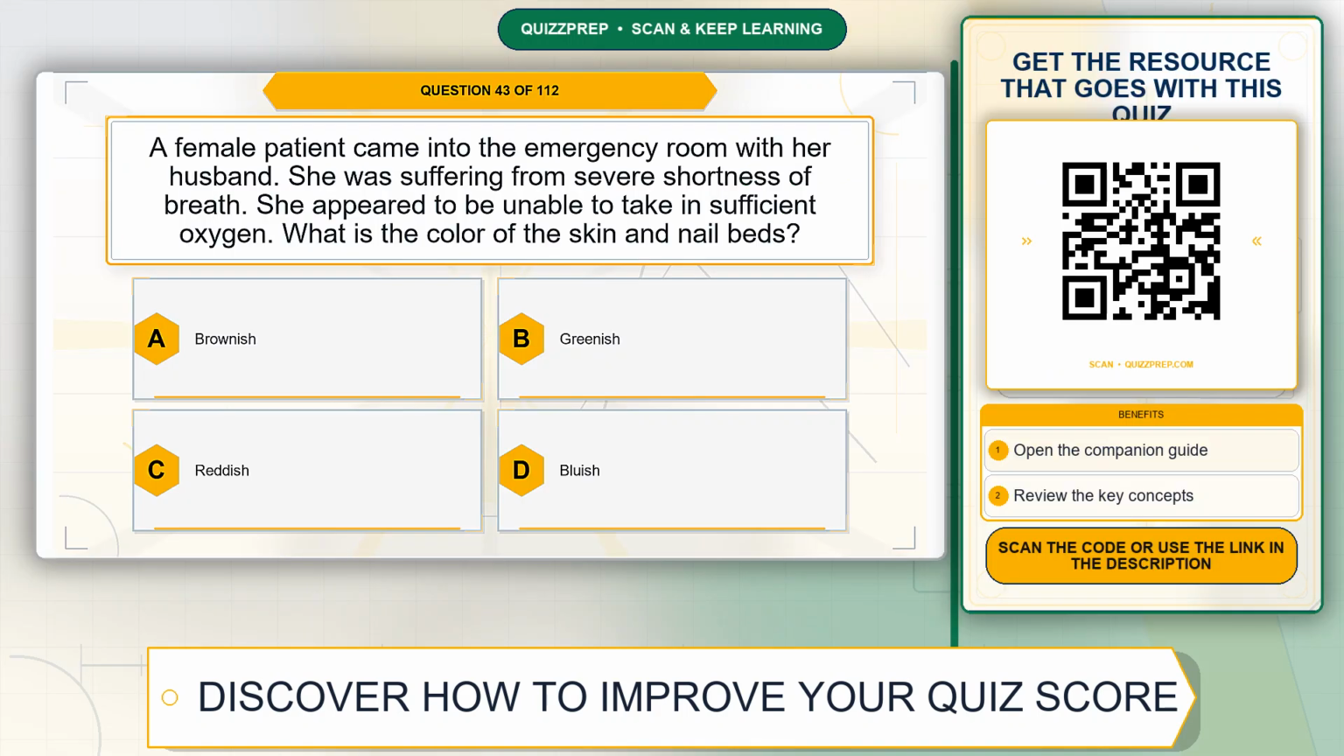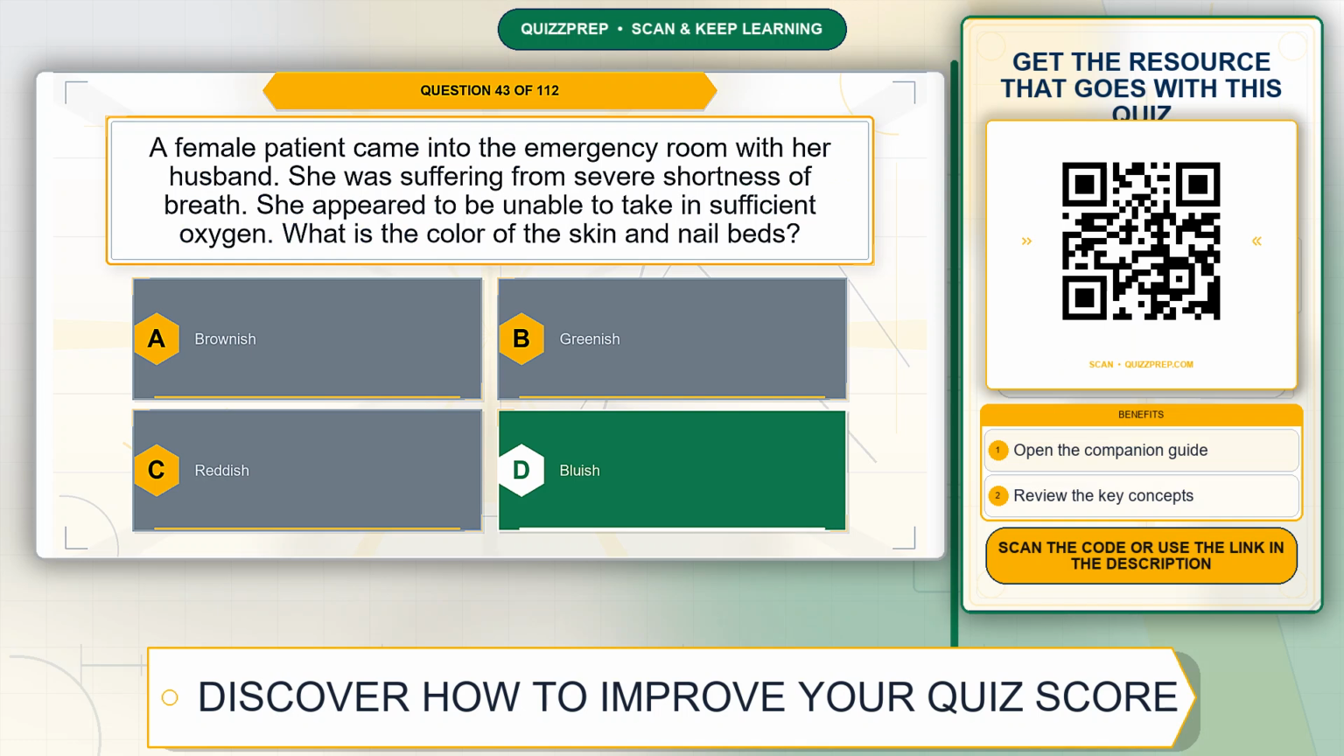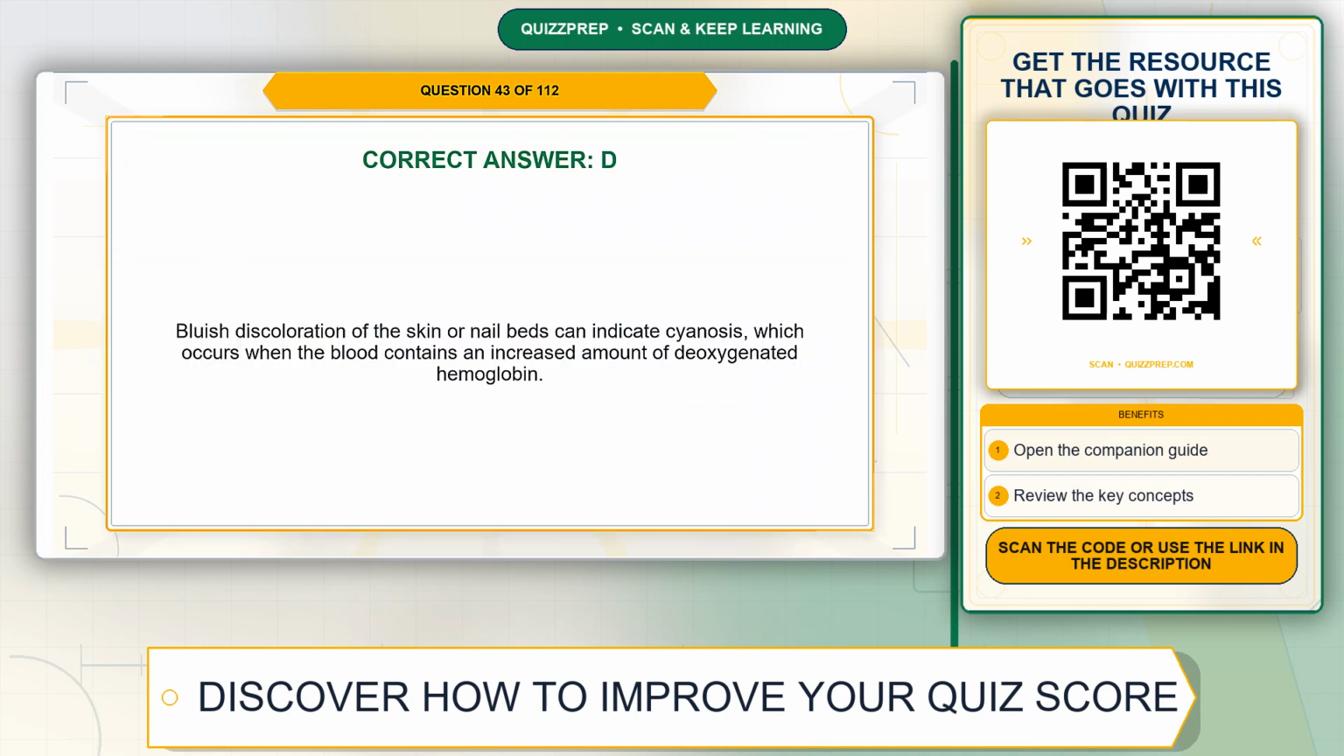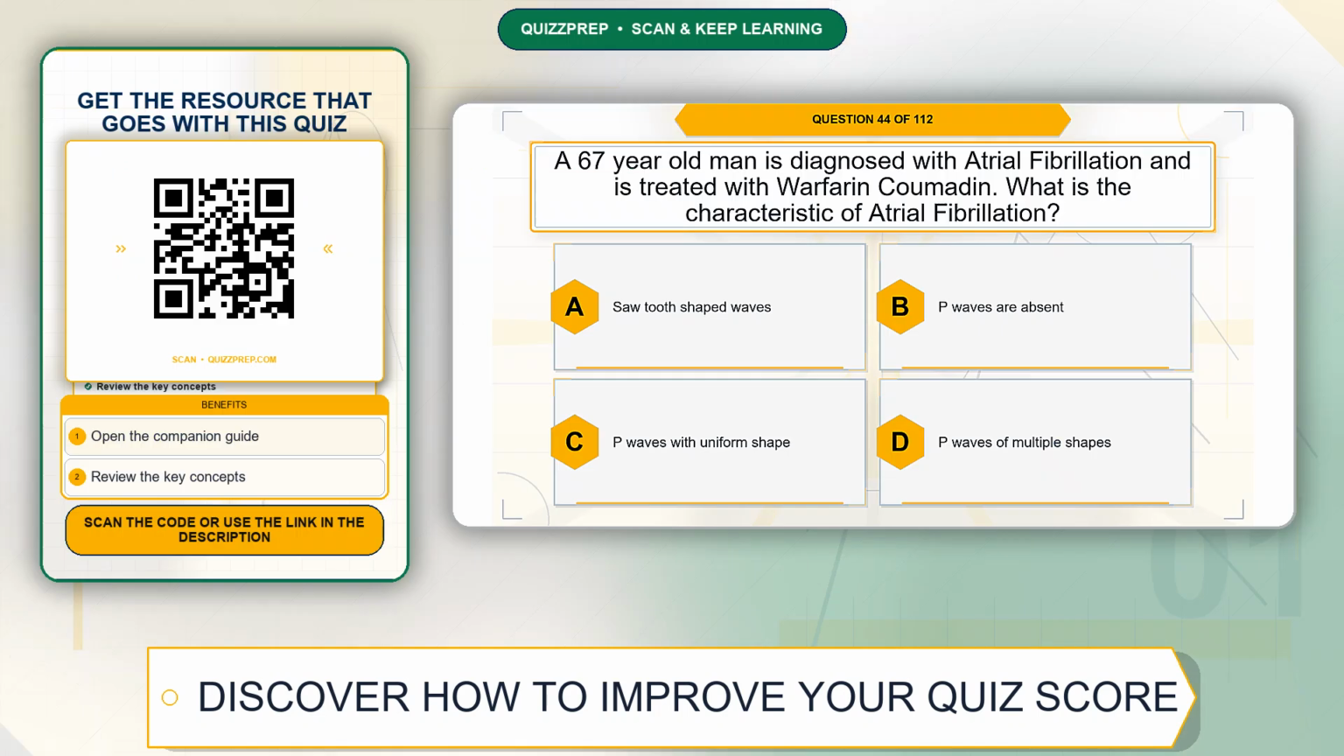Question 43. A female patient came into the emergency room with her husband. She was suffering from severe shortness of breath. She appeared to be unable to take in sufficient oxygen. What is the color of the skin and nail beds? Option A, brownish. Option B, greenish. Option C, reddish. Option D, bluish. The correct answer is option D, bluish. Explanation. Bluish discoloration of the skin or nail beds can indicate cyanosis, which occurs when the blood contains an increased amount of deoxygenated hemoglobin.